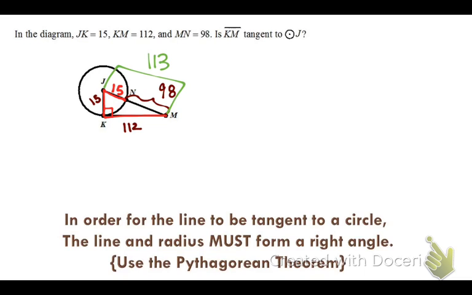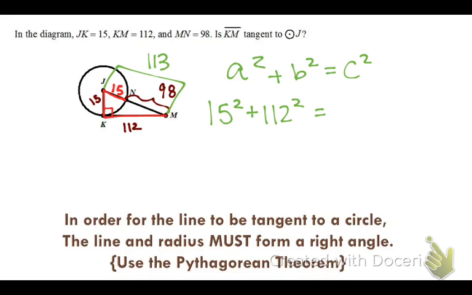We just talked about it. The Pythagorean theorem. What's my a squared and b squared? 15 squared, 112 squared equals... not 98 squared. It equals 113. Sorry, let me just write the formula first. So a and b are 15 and 112. You're going to have to plug this in because I don't know that off the top of my head. And then equals 113 squared.